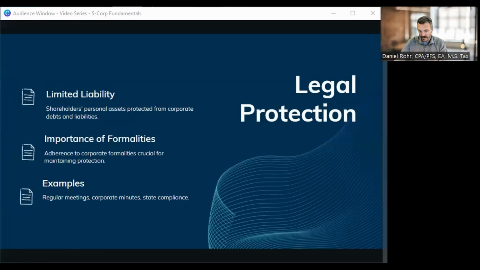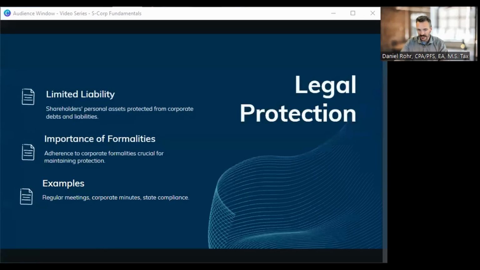The integrity of this legal shield hinges on maintaining proper corporate formality. This includes holding regular meetings with shareholders and directors, keeping accurate corporate minutes, adhering to state compliance regulations like filing your statement of information if you're in California, and importantly, keeping your business assets separate from your personal assets. It's a common issue when taxpayers will use corporate funds for personal use, like paying for personal travel or paying for their mortgage on their residence.